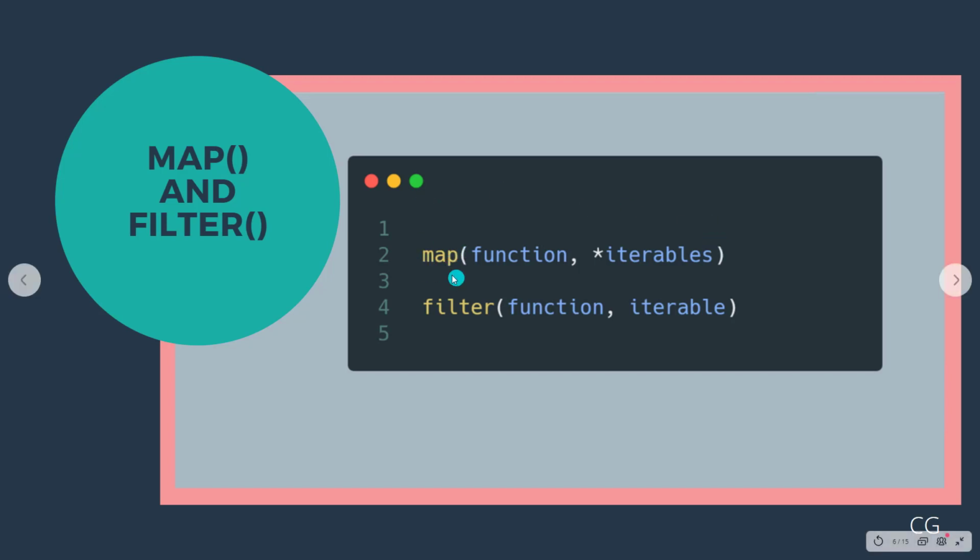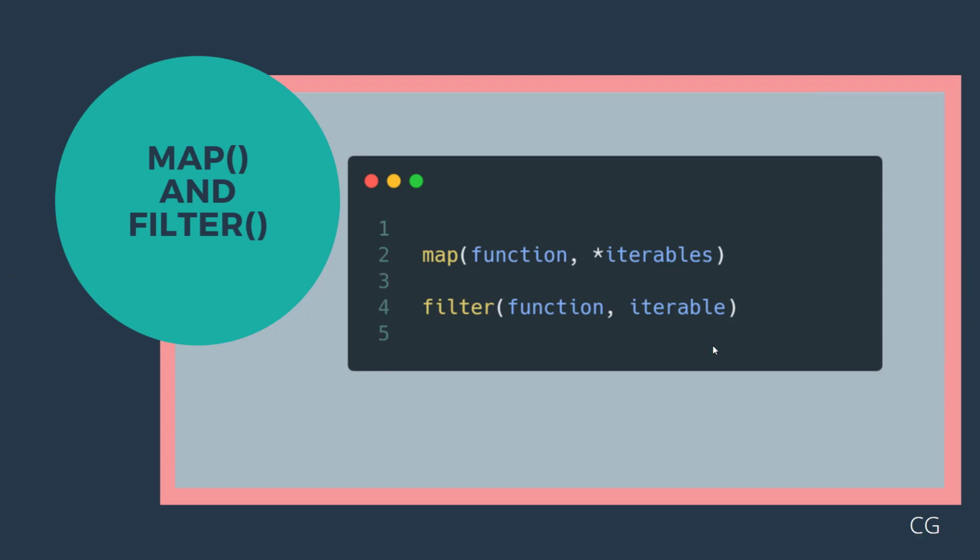So we have the map function, which takes 2 arguments, a function as first argument, and this is the function that will be applied to all the elements of the collection, and then 1 or more iterables. The filter function is pretty similar, except for the fact that the first argument, in particular the function, must return true or false, and also it takes 1 single iterable as a second argument.